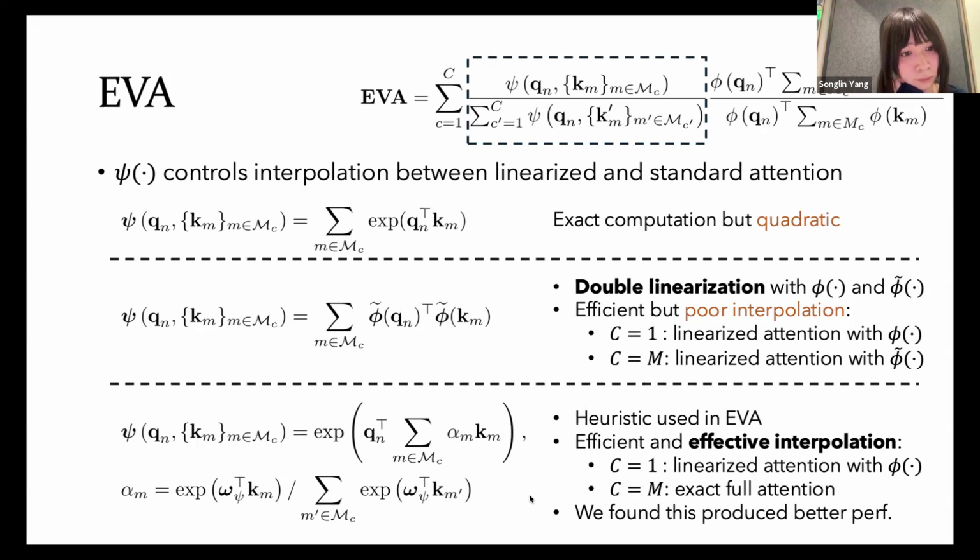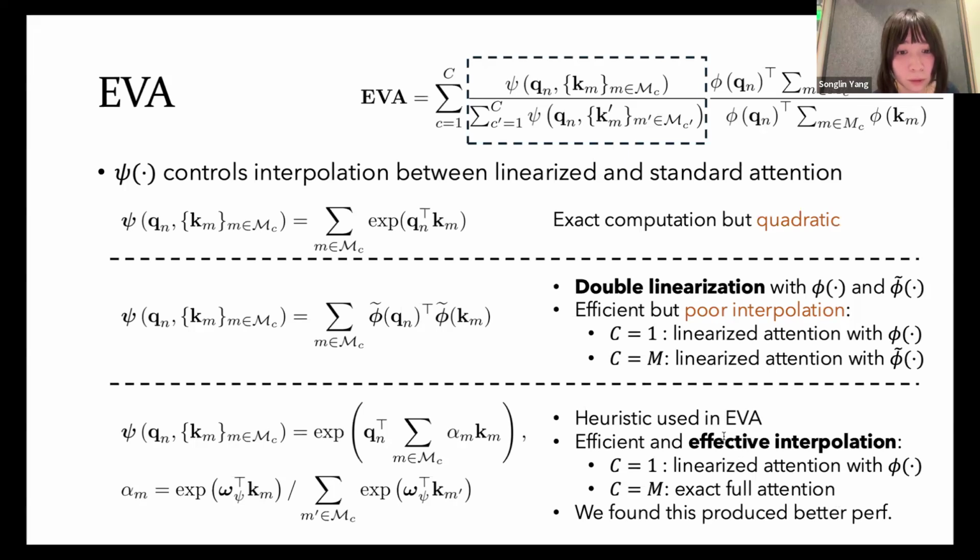It's still very efficient because you can pre-calculate the key summaries first and then use them for all queries. We also show that it achieves perfect interpolation: when C equals 1, it reduces to simple linearized attention, but when C equals M, it becomes equivalent to exact attention. So we approach standard attention better and better as we allocate more and more groups in the formulation of EVA, effectively interpolating between the two. In practice, we also found this works much better than the above option, so we use it by default.